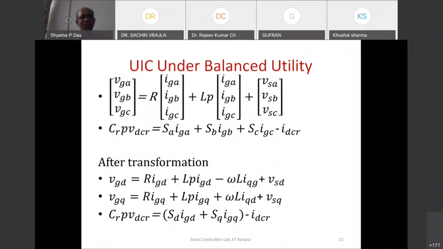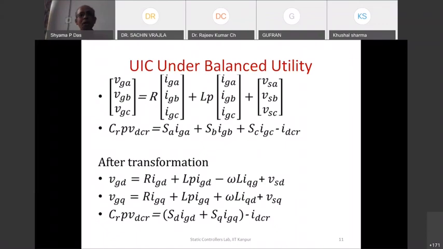And then for the capacitor in the DC link, we have the capacitor current, where small p stands for d by dt. So C d by dt of the capacitor voltage is equal to SA IGA plus SB IGB plus SC IGC. These SA, SB, SC are the switching functions for each phase. We have 3 different phases.